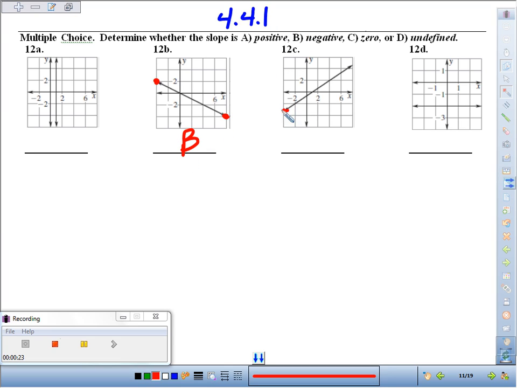If I looked at C, maybe I pick this point on the graph and this point on the graph. From left to right, my pen is going up, signifying a positive slope. So then you have the undefined and you have the 0. So which one's which? Well, a couple ways you can think about it. Maybe I'll look at D.